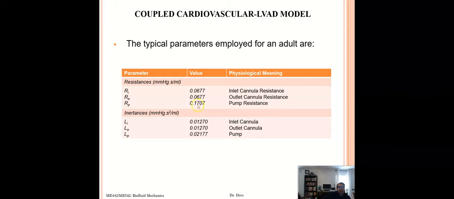The pump itself produces a larger resistance, about twice as much or more as the inflow cannula and the outflow cannula. In terms of inertances or inductances, the inflow and outflow cannula have about the same inductance, 0.0127, while the pump itself has almost twice as much, which is 0.02177. Again, those are in units of millimeters of mercury per milliliter second squared.